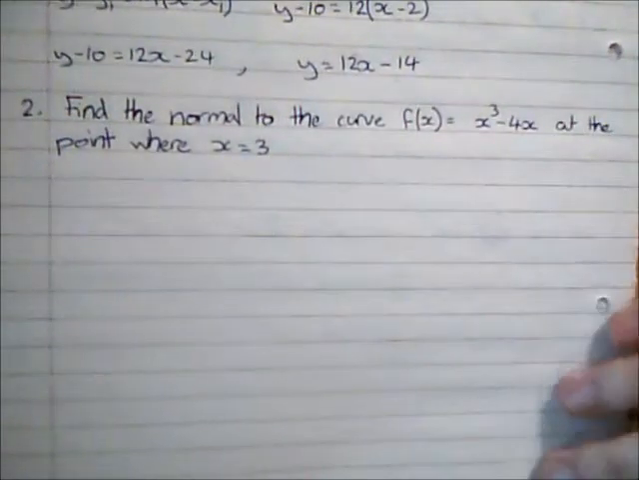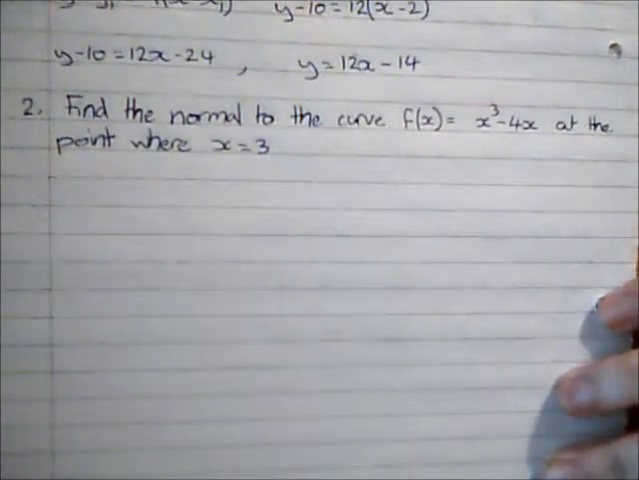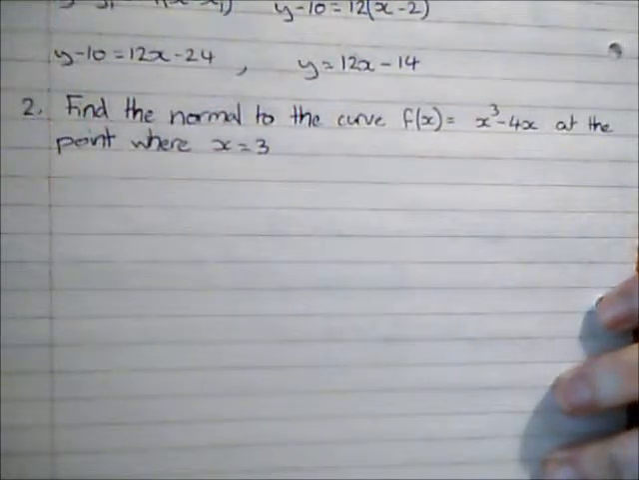So in the second example we're asked to find the normal to the curve. So we need to know what the link is between a normal and a tangent, and a normal is perpendicular to a tangent. So I'm going to go through much the same process as I just did when I found a tangent. The only real difference is going to be that I need to do -1 divided by the gradient that I obtain to give me the gradient of the normal.